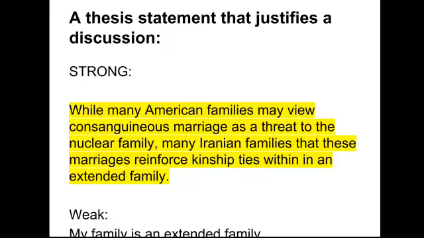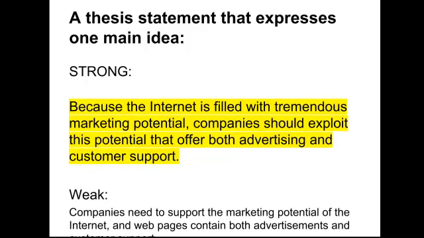A weak statement would say, my family is an extended family. Okay, that is not a strong thesis statement because it's kind of a fact. My family is an extended family. We can't discuss that any further. It doesn't justify a discussion. So therefore that would be a weak thesis statement.